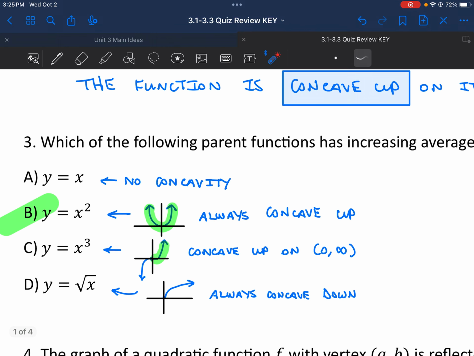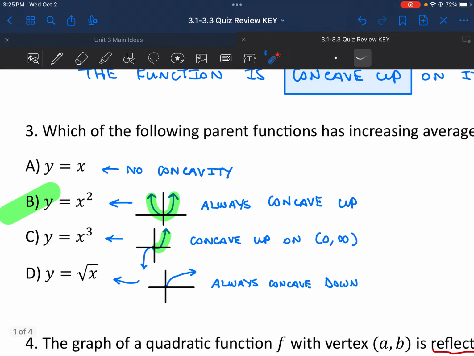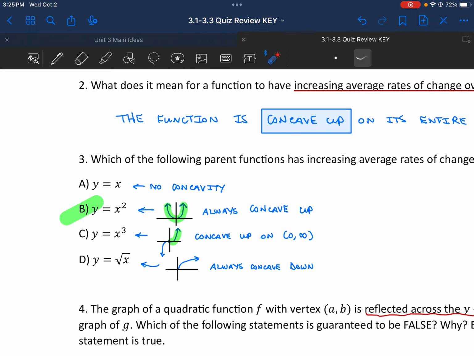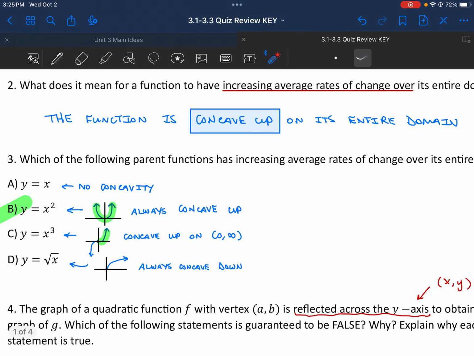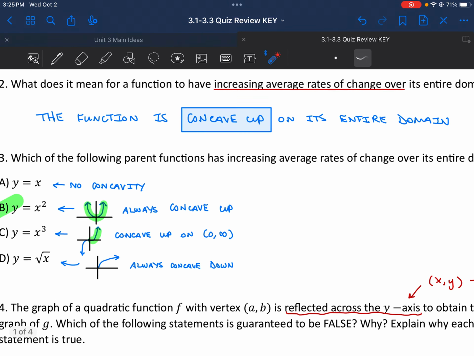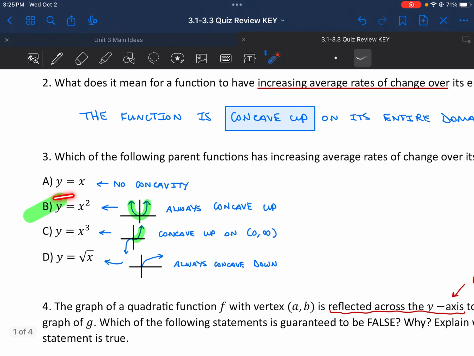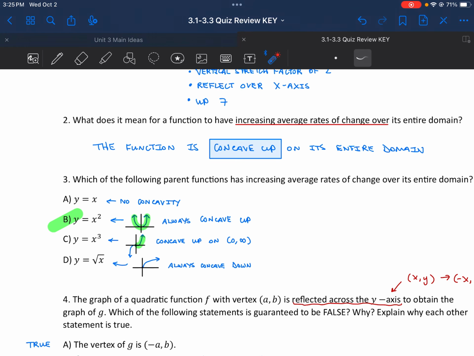But let's look at the others as well. The parent function for cubic, y equals x cubed, is only concave up from 0 to infinity. It's concave down from negative infinity to 0. So this is not always concave up. And then y equals square root of x is actually always concave down. So the only function that has increasing average rates of change, aka concave up on its entire domain, from these 4 is y equals x squared.